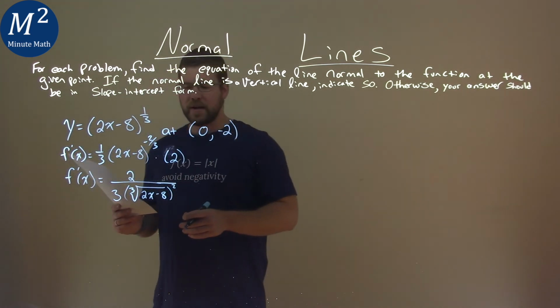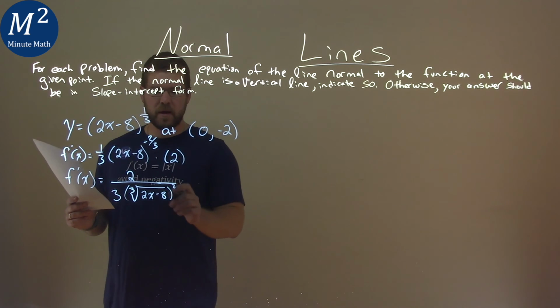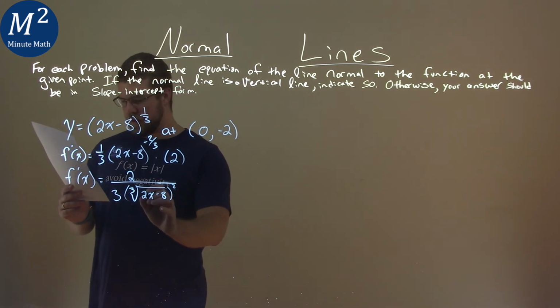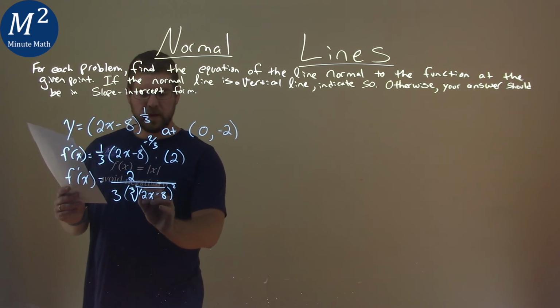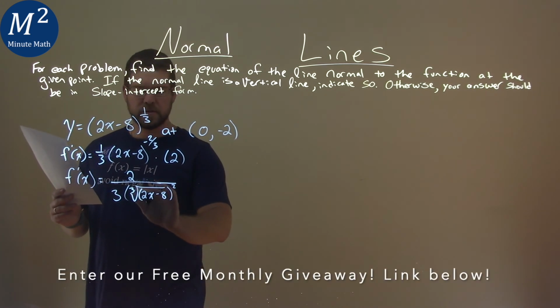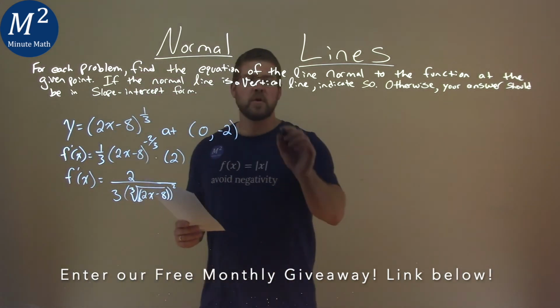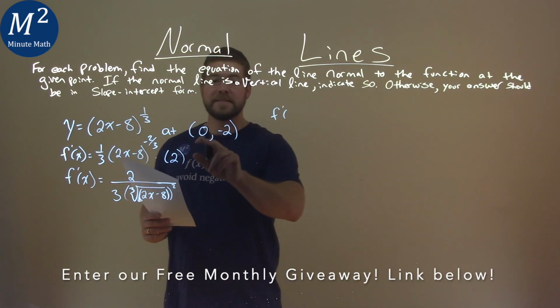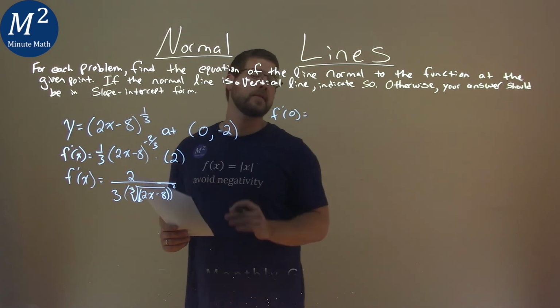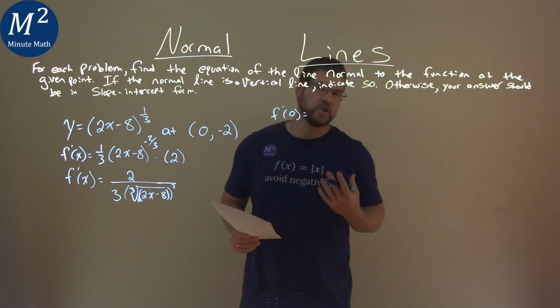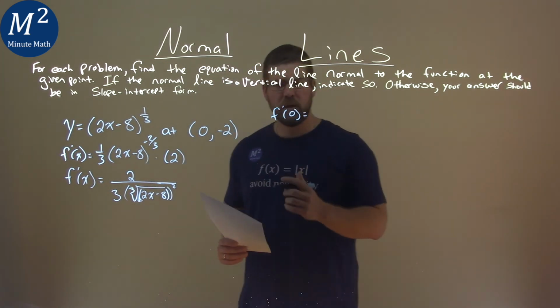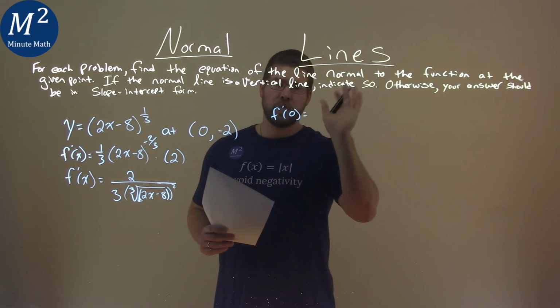Let's go find this derivative here. I think I put the squared on the inside, yeah, put a squared on the inside. It really doesn't matter, actually. All right, so let's go find f'(0). We put 0 in for x, and that's going to give us the slope of the tangent line there. And now we'll use that to find the slope of the normal line.